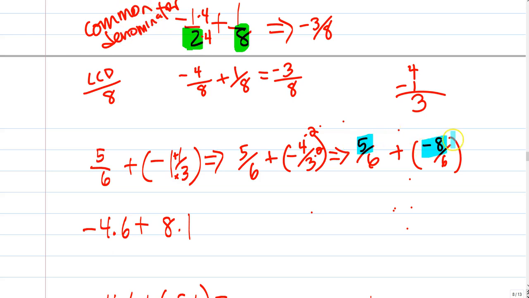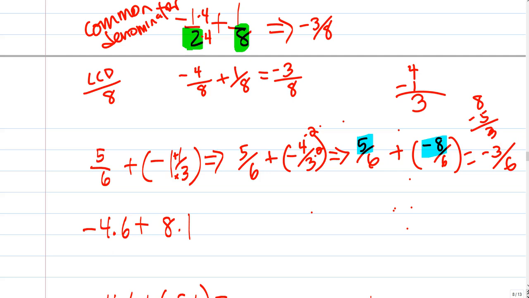What is 5 plus negative 8? Well, when they're opposite signs, they cancel. So I do negative 8, the larger number, 8 minus 5, I cancel them, and I'm left with 3. But 3 what? We had 3 more negatives. So negative 3 over 6.